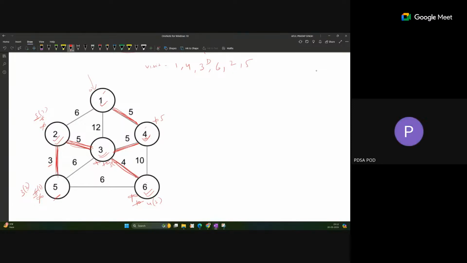Now this connection is representing the minimum spanning tree. So the total cost is 5 plus 5 plus 5 plus 3 plus 4. Total 15, 18, and 22.